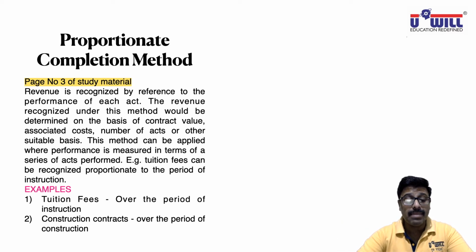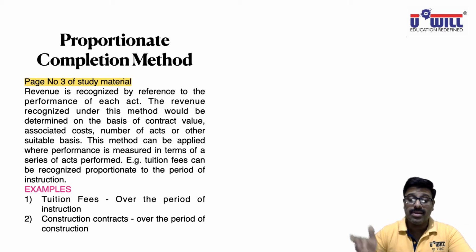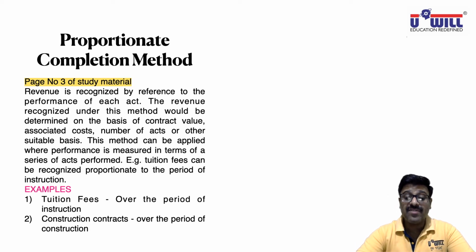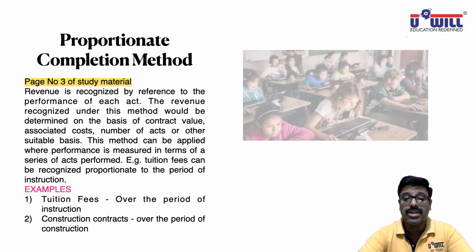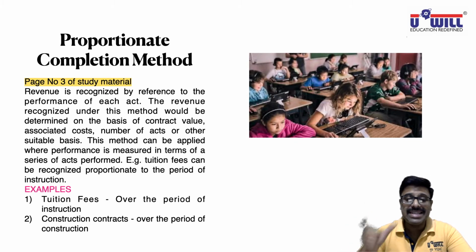This method can be applied when performance is measured in terms of series of acts performed. I told you, one act is not performed, series of acts are performed. Example, tuition fees can be recognized proportionate to the period of instruction. See, how do we charge you the fees? How are you paying us the fees? First semester's fees, second semester's fees. There also, if you have financial trouble, you pay in installments.